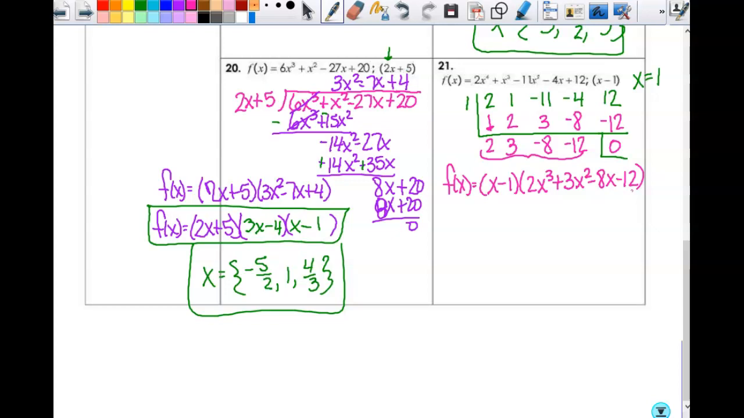Then we need to factor that cubic. What kind of process would we do there? Grouping. So go ahead and use your grouping and factor that cubic. Do the thing. Do what you know you're supposed to do.